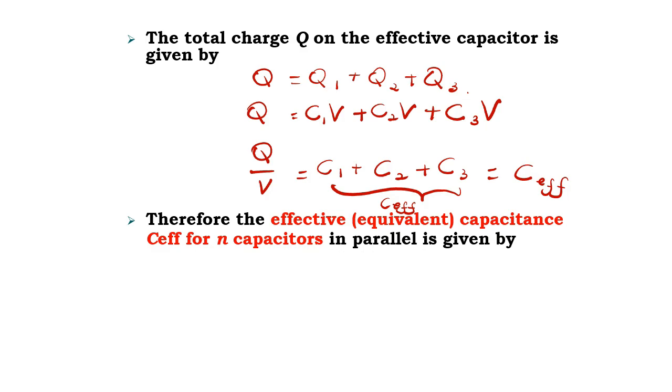Therefore, the effective equivalent capacitance, or C effective, for capacitors in parallel, we can directly use C effective equal to C1 plus C2 plus C3 and so on. So this is capacitors in parallel.